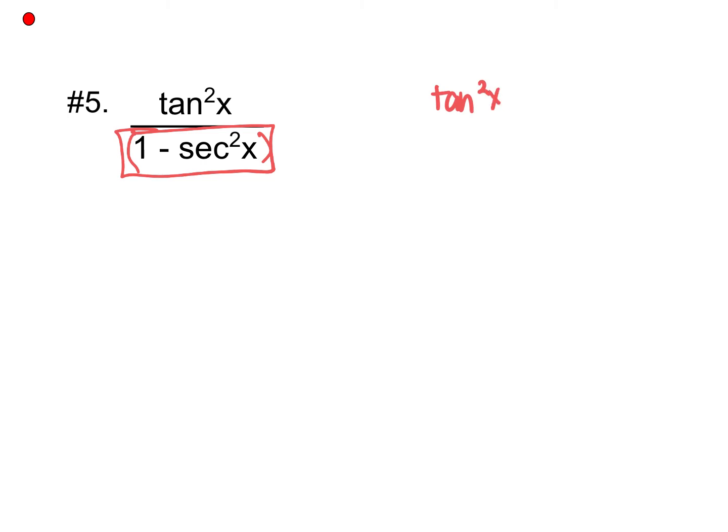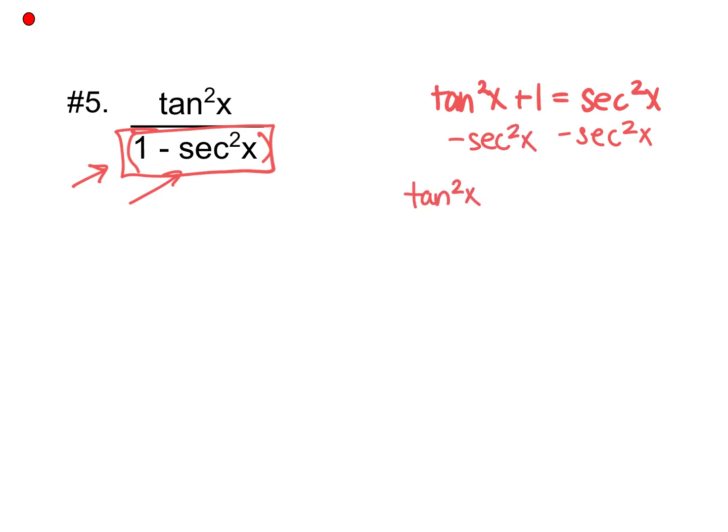My identity that has cosecant squared in it is tangent squared plus 1 equals secant squared. If I rearrange this to keep my 1 positive, I do not move my 1. What I do need to move is my secant because that's negative. So when I move my secant, I then have tangent squared of x plus 1 minus secant squared of x is equal to 0.